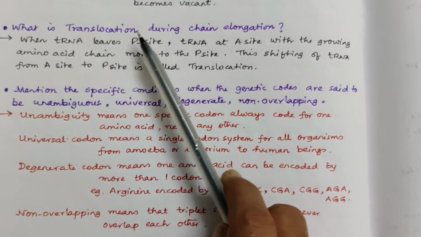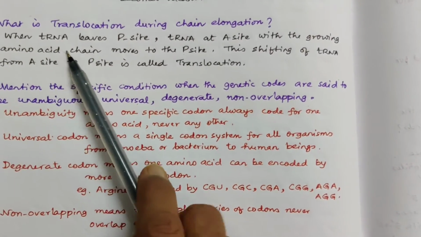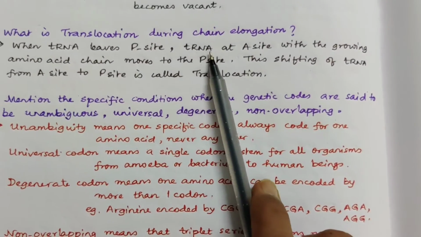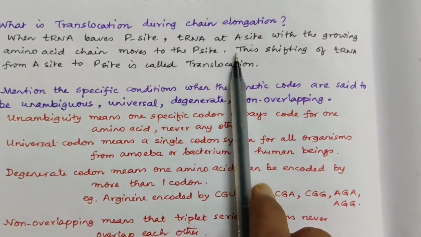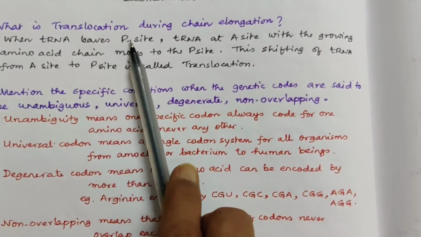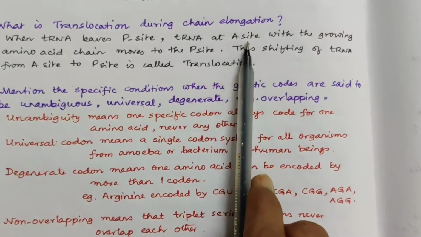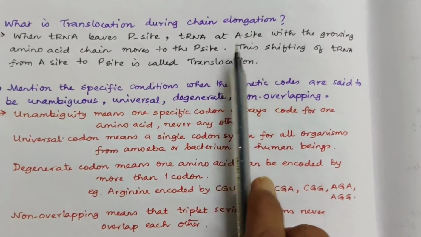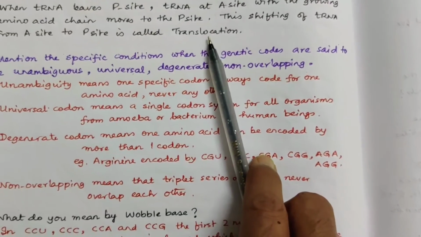Next question is, what is translocation during chain elongation? When tRNA leaves the P site, tRNA at the A site with the growing amino acid chain moves to the P site. So when the other tRNA leaves from the P site, it becomes vacant, and the tRNA at the A site now moves to the P site. This shifting of tRNA from A site to P site is known as translocation.